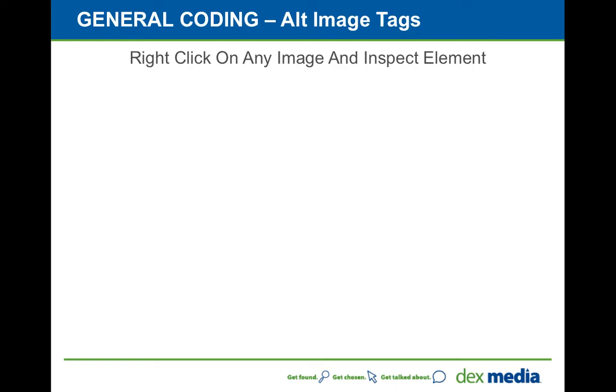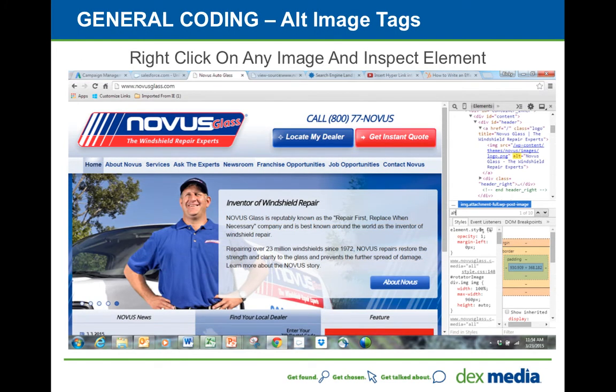And then the alt image tag as well. So here on Chrome, you can right click on any image and then you'll have to select what says inspect element. And what you'll see is something like this. And then you're just looking for the alt tag. In this case, the alt tag is Novus Glass, the windshield repair experts. So they did attempt to optimize the tag. It doesn't say just, image 001. They are telling the Googlebot what they are viewing in that.